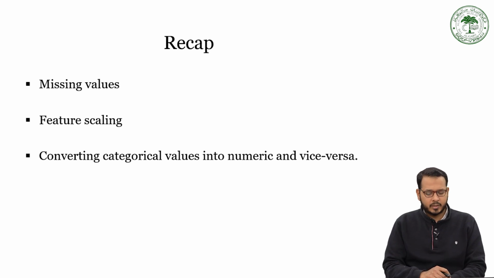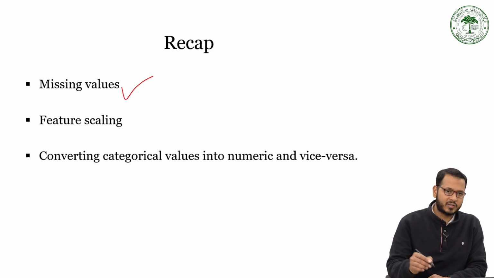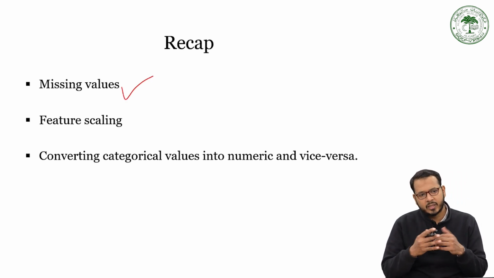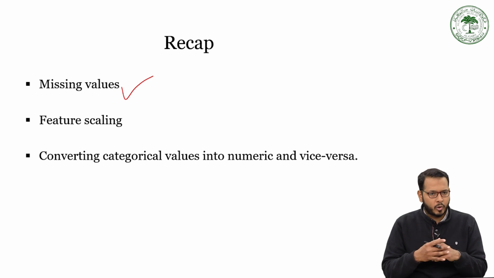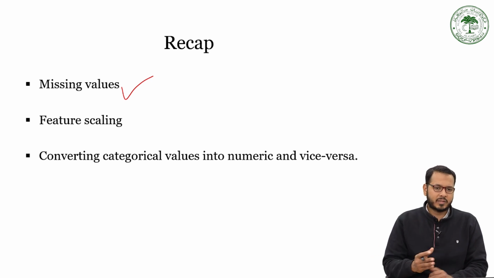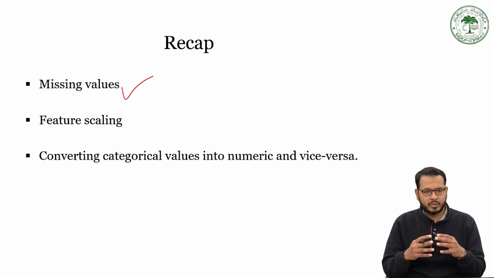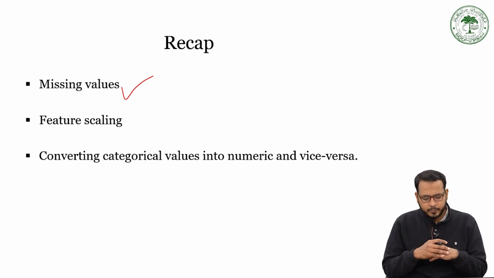As a recap, so far we have seen how to deal with missing values. When we have structured data, sometimes some values are missing. We also talked about feature scaling, the normalization and standardization. And also there is a very commonly used pre-processing step of converting categorical values into numeric values, and vice versa, which is also called data discretization, where you have numerical values and you want to put them into categorical values. Once again, these techniques are useful when your data is in a structured form.